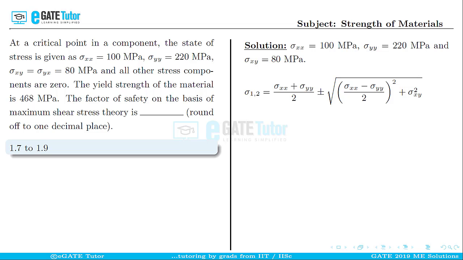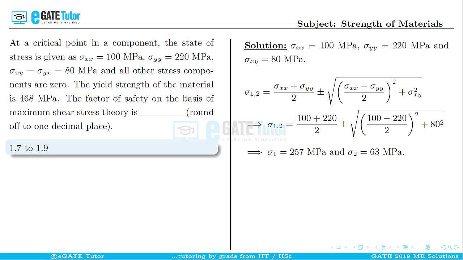So substituting all the values and simplifying will give us the principal stresses as sigma 1 is equal to 257 megapascal and sigma 2 is equal to 63 megapascal. Since we are asked to calculate the factor of safety according to maximum shear stress theory, the first step is to calculate the maximum shear stress using these two principal stresses, and it is calculated as tau max is equal to absolute value of (sigma 1 minus sigma 2) by 2.